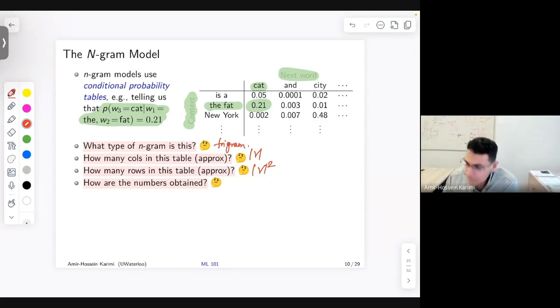Right, so assuming that all possible combinations exist, even if they don't exist, that's fine. We'll just have a row of zeros. But all possible pairs of words over a vocabulary size V would give us V squared number of rows. And how are these numbers obtained? Does anyone know? I made them up here, but how would I actually get these numbers?